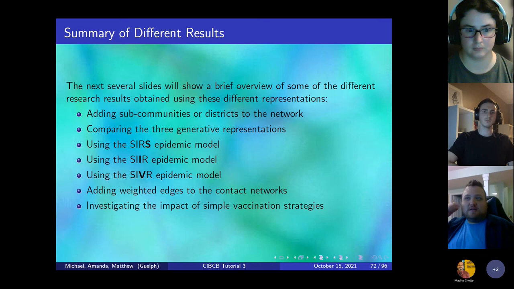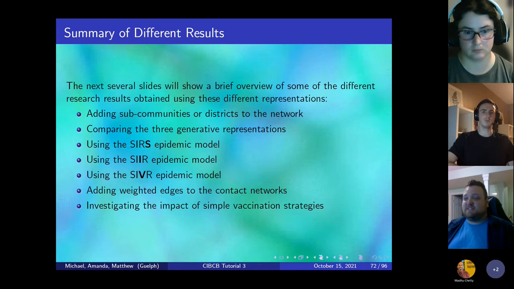What we're going to go through is what happens when you add subcommunities or districts to a network. We're going to directly compare the three generative representations that we outlined above. And we're going to look at some different epidemic models, so the SIRS, SIIR, and SIVR, which I will explain. And what happens if you add weighted edges to a contact network? How does that impact results? And last but not least, investigating the impact of simple vaccination strategies.